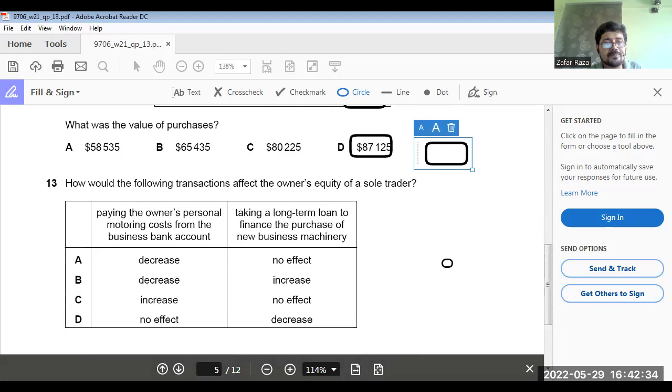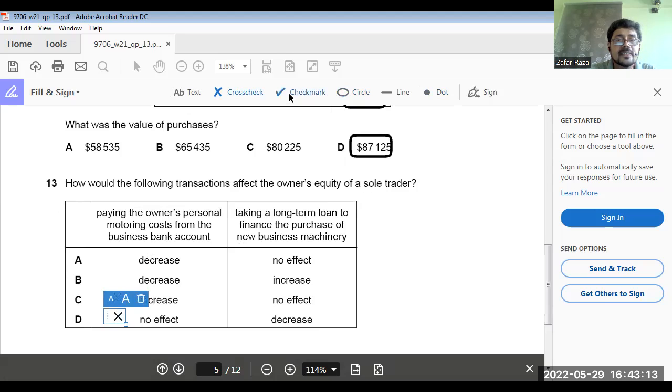Okay, now come to 13. Now, how would a transaction affect the owner's equity of a sole trader? Okay. See, let's see. Now, paying the owner's personal motoring costs from the business bank account, that would decrease the capital. Okay. So in this question, option C and D are useless. Now, decrease. Taking a long-term loan to finance the purchase of a new machinery, this transaction is not going to affect the capital. So A option is the correct answer.